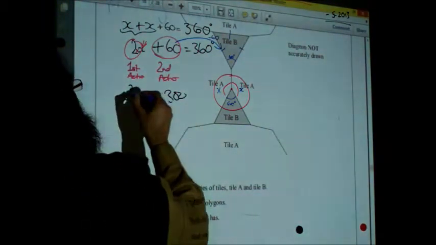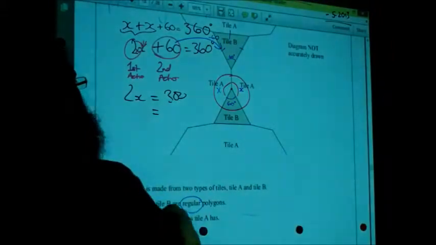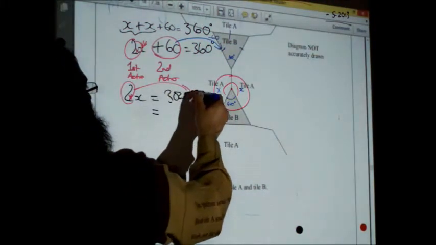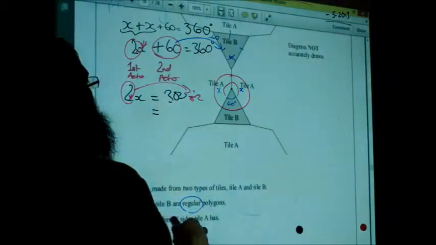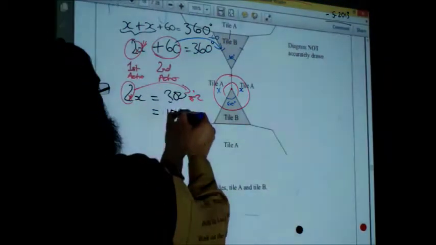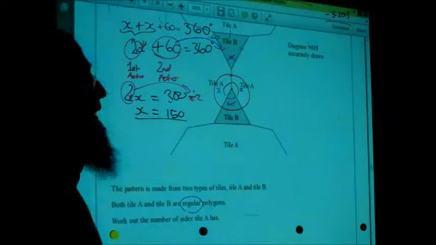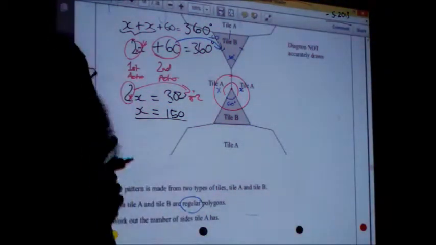So now we say the opposite of times by 2 is divided by 2. So you have 300 divided by 2, that'll give you 150. So now we know that the internal angle of tile A is 150, one of them.